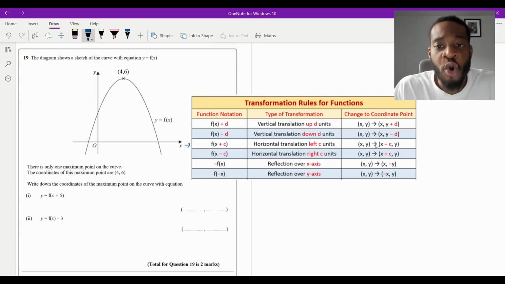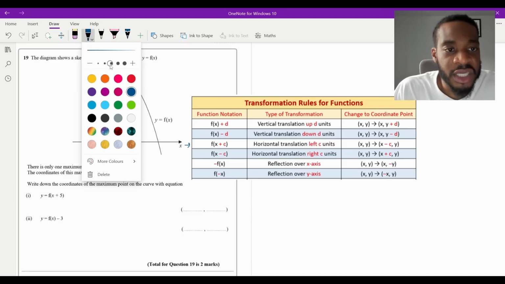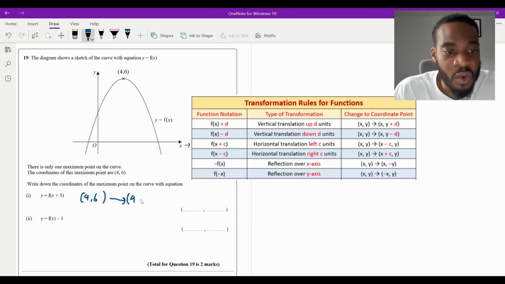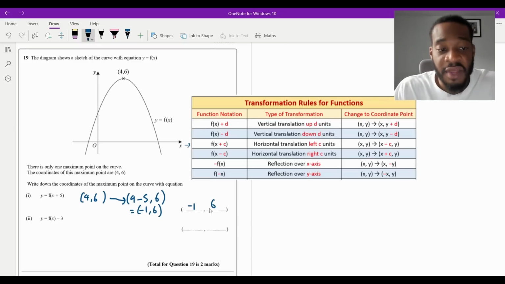And what does that do to your coordinate? Well, only the x coordinate is affected. You take away that number that you're adding inside the bracket. So if the coordinate 4, 6 is the point that we're using for reference, then under that transformation, we're going to do 4 and then take away 5 from that x coordinate. And that is just going to be minus 1, 6. So the answer is minus 1, 6 for that one.